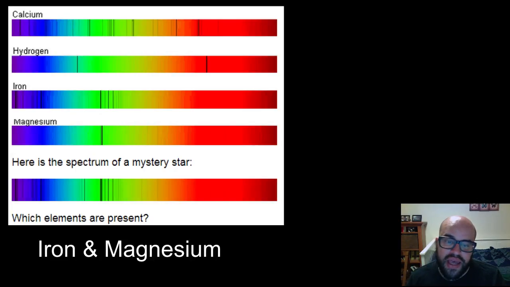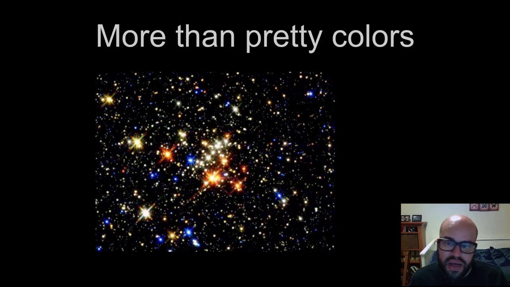So here we have a little recap of what we did in the first part of the unit, which is we looked at spectra, and we looked at how scientists use spectra to determine what stars are made out of. So this star down here is made up of iron and magnesium, and if you layer these on top of each other, you will get this spectra.